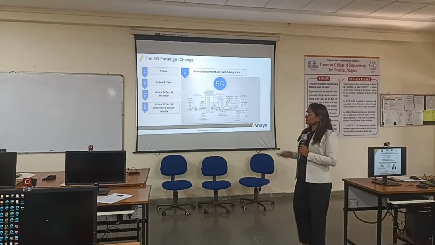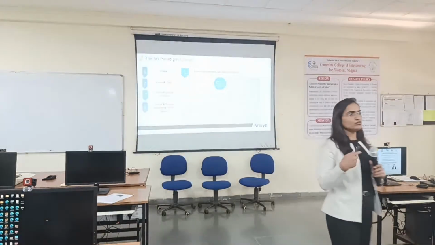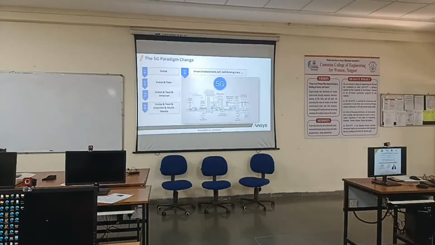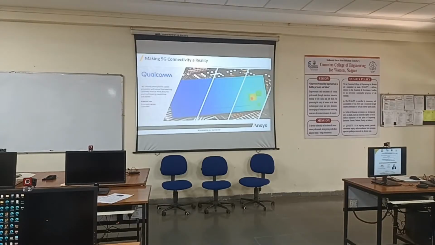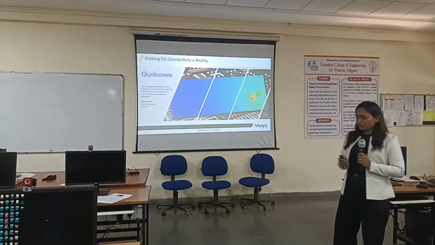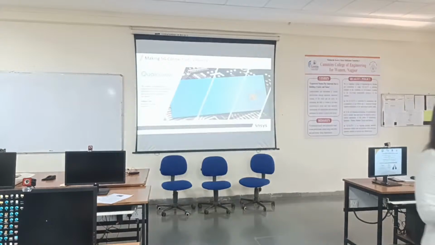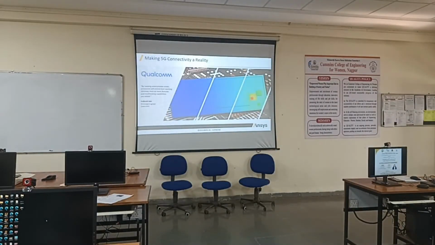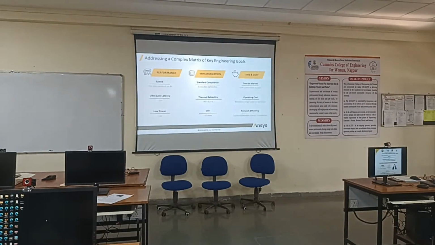Again, in 1G we had voice communication, in 2G we had voice and text communication, in 3G we had voice, text and internet communication, in 4G voice, text, internet and multimedia communication came, and then 5G is the fastest way of communication where connectivity is very fast. This is one of the case studies where Qualcomm is the company. I hope you all are familiar with Qualcomm. This is our client. They have used ANSYS software for antenna designing and thermal management. They have done it using ISPAC. So this is one case study.